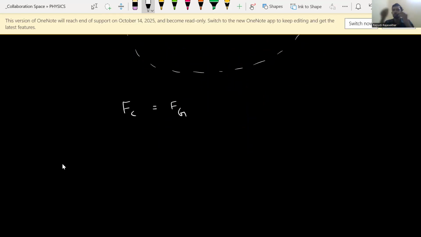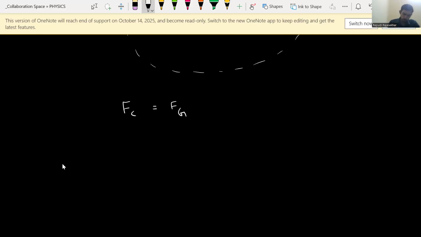Any particle which is rotating or revolving in circular motion means centripetal force is there. Centripetal force is not a new kind of force. It is any force which is acting towards the center. If gravitational force acts towards the center, then gravitational force is the centripetal force. If tension force acts towards the center, then tension is the centripetal force. So here two massive particles are revolving, so obviously gravitational force is the centripetal force. So Fc equals Fg.